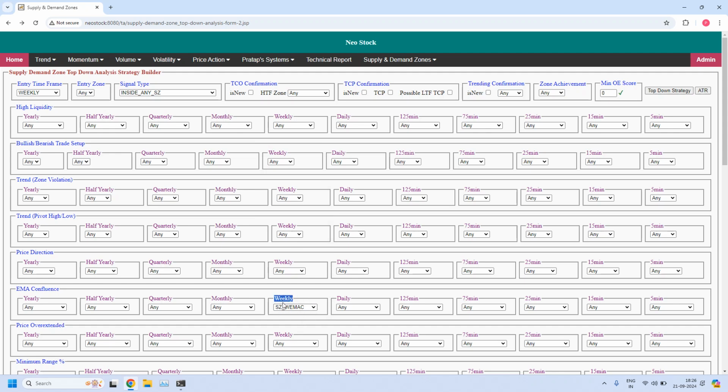But you know that EMA confluence makes sense only in the trending market, not in the ranging market, not in the sideways market. So trend. Because it is supply zone, downtrend makes sense. So in the trend, zone violation trend, weekly time frame, I am selecting the downtrend. That means the currently prices are closed in the weekly supply zone and they have EMA confluence and also the trend is down. Then you can fine tune that weekly zone with the daily or 75 minutes. That way you can prepare a trade setups.